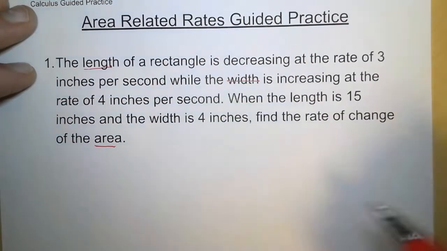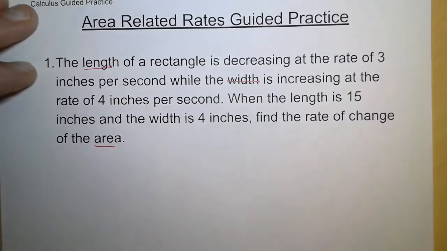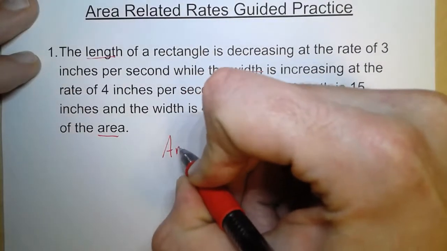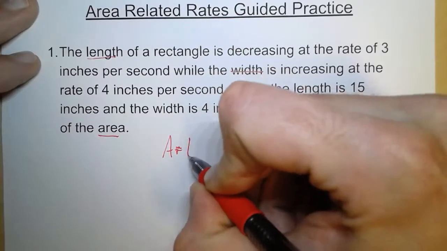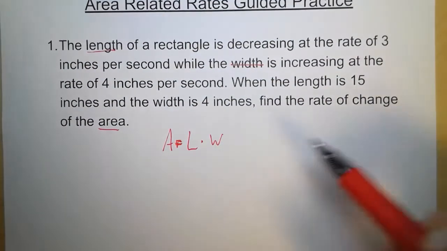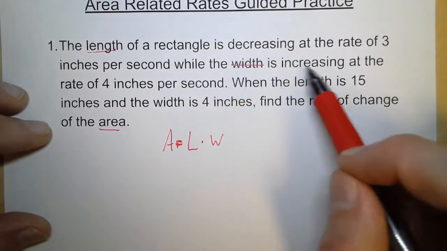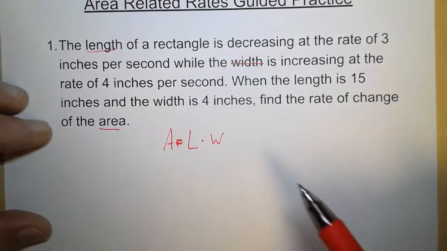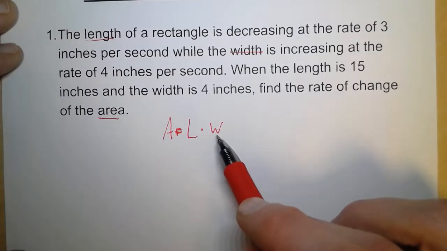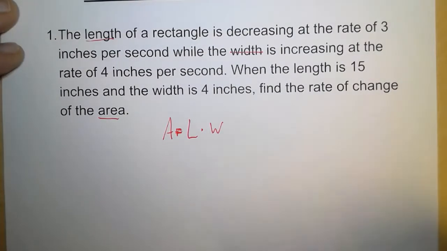So the first thing we start with is what formula relates the length, the width, and the area. That's what you always start with when you have related rates, is what connects those 3 things. Since it's a rectangle, the area is going to equal the length times the width. Now in this problem, all 3 are changing. The length is changing, the width is changing, and the area is changing. So when we talk about related rates, we're not going to leave these as a constant. We're going to leave them as variables.